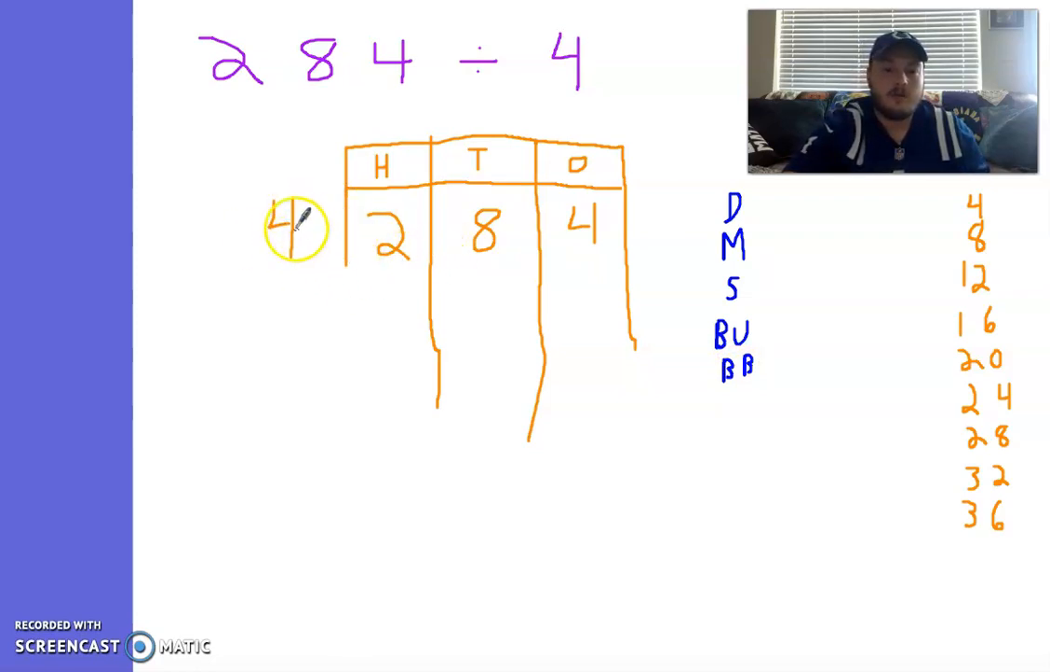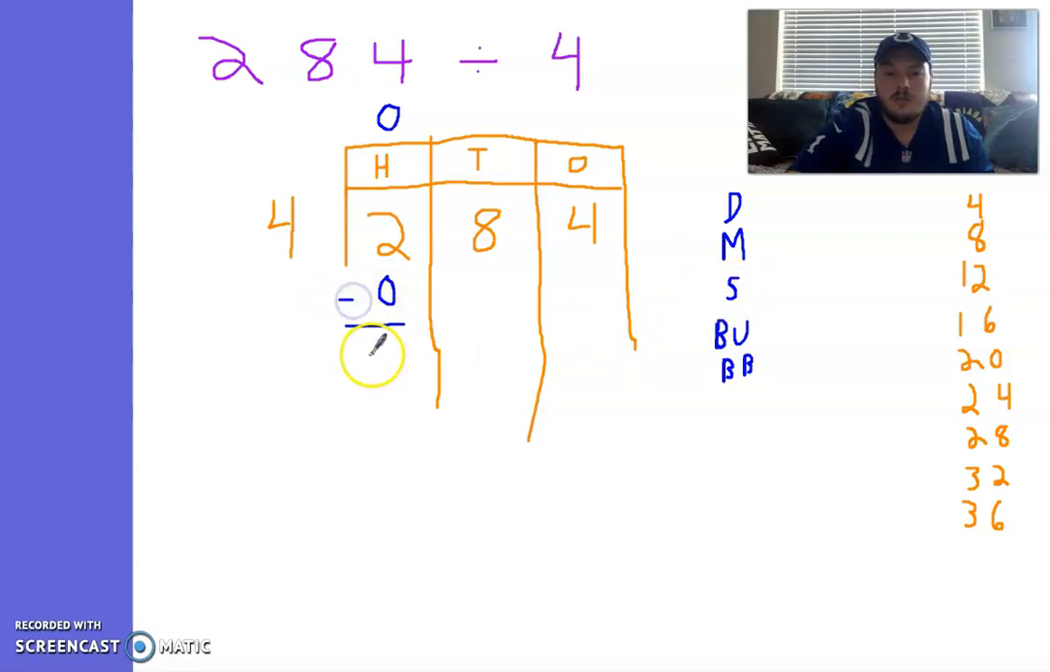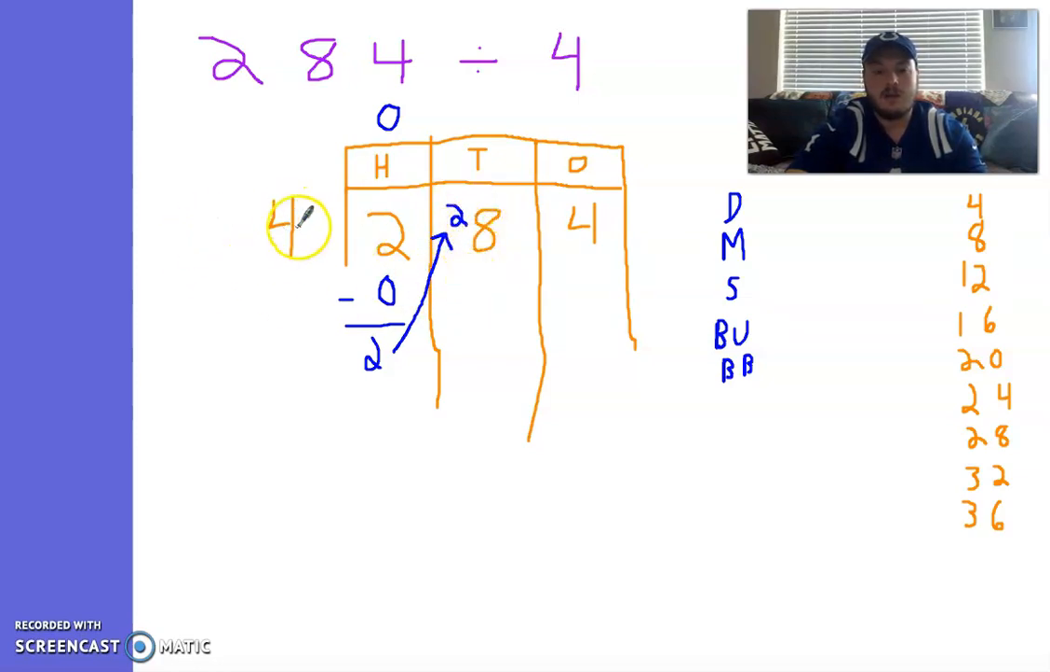I'm going to first start just like I would with long division. How many times can 4 go into 2? It can't, and we can double check that with our multiples. So we know that it can't, so I need to multiply now. 0 times 4, which is 0. Next, I subtract. Gives me a difference of 2. Now, instead of bringing down this number, we're going to bring our difference up. So now I have 28 divided by 4.